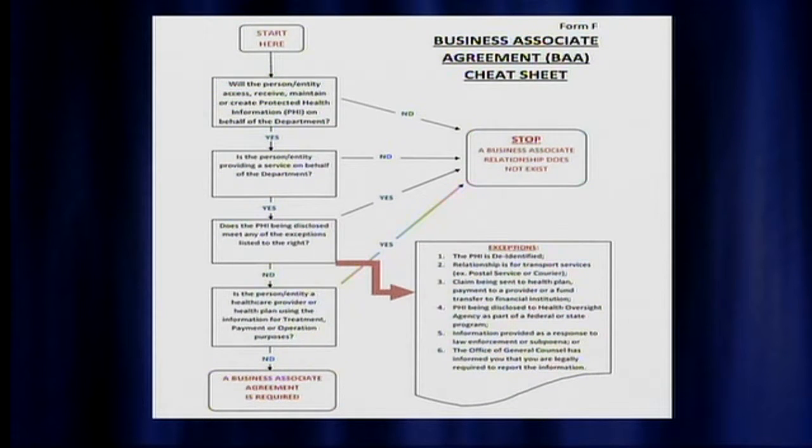Also, looking at this flow chart, on the very left-hand column at the bottom, there's a red box that says a business associate agreement is required. Well, right above that, there in that black box right above it, it talks about the treatment, payment, and healthcare operations exception. And I want to go to this very next slide. I want to talk with you about that.